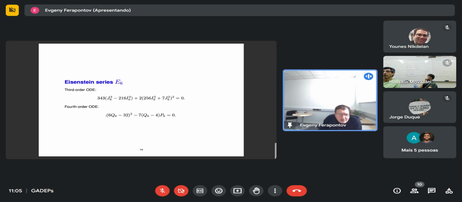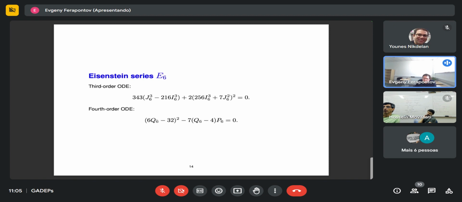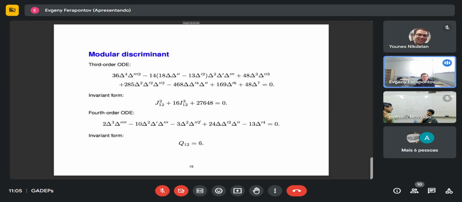And then the fourth order ODE is given by this formula. If you write it in terms of the derivatives, it will be one page, right? But in terms of the invariants, it's simple. And it's a conic. It's the equation of a conic on the PQ plane, right? Okay, let's move on to the modular discriminant.